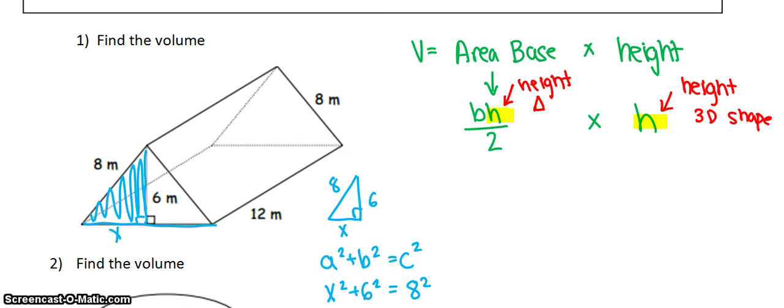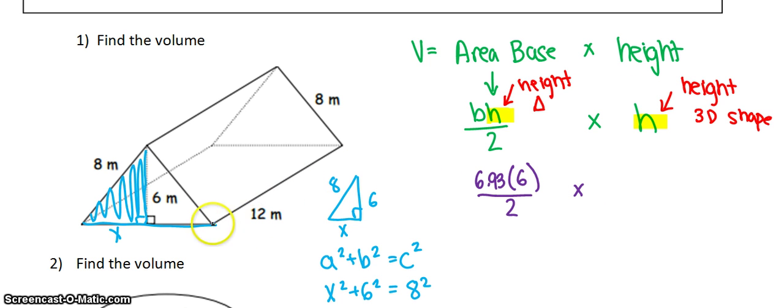Okay, so now I can plug those into my formula to find the area of the triangle. So the base is 6.93, and that's rounded, so just keep that in mind. Okay, the height is the height of the triangle, because we're finding just the area of the base. So that's 6 divided by 2. And whatever the area of the base is, I have to multiply that by the height to find the volume.